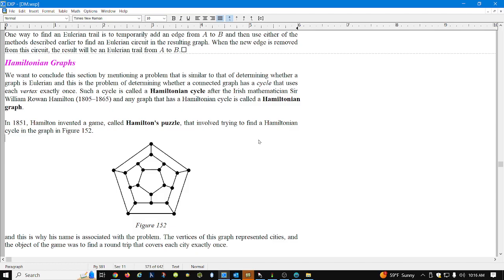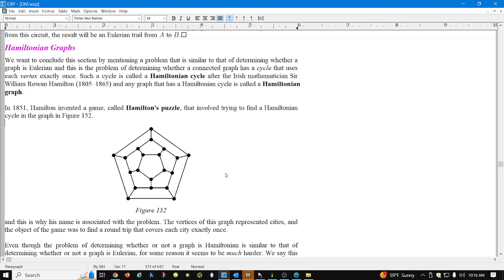In 1851, Hamilton invented a game, which is called Hamilton's Puzzle. And it involves trying to find a Hamiltonian cycle in this graph. And that's why the term Hamiltonian cycle is named after Hamilton. The vertices of this graph represent cities, and the object of the game is to find a round trip that covers each city exactly once.